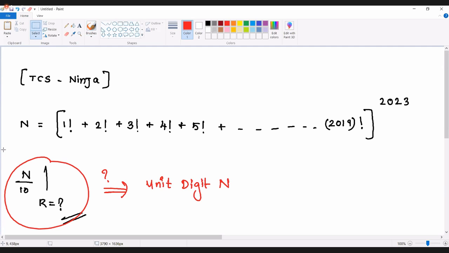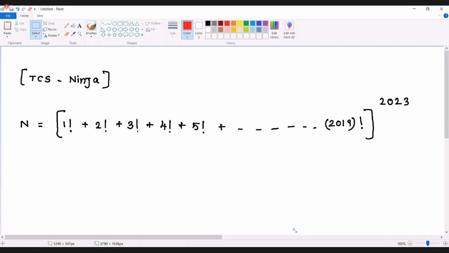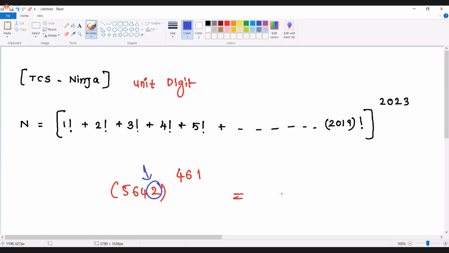But there is only one difference you can see from the previous unit digit questions we have solved. Previously, the question might be projected like this: 5642 whole raised to the power of 461. What is the unit digit? In this case, how are we used to solve? Whenever you have any base, you can just observe what the last digit is. That is going to be 2. 2 power 461. What is the unit digit of it?